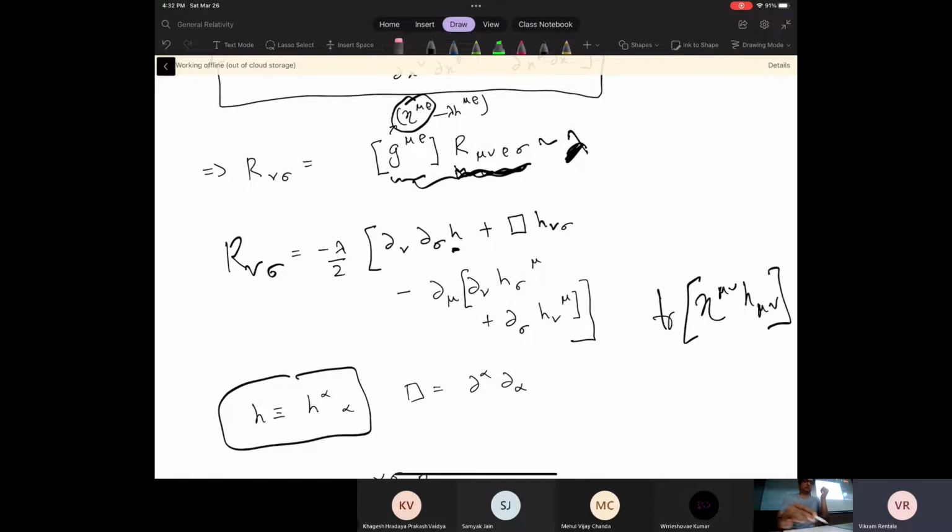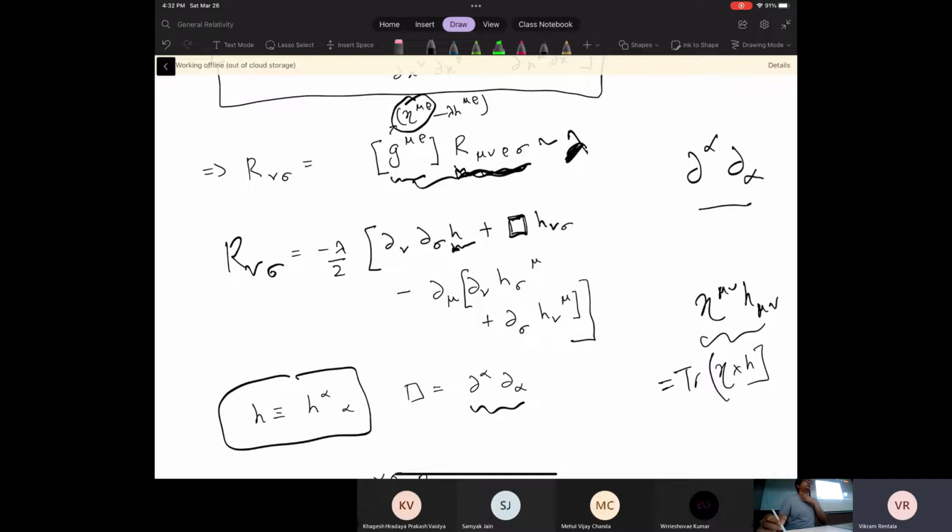Sorry, it's η times h. It's literally this, which I can regard as: take the matrix η, multiply by the matrix h, and take the trace. So this is what this h is. Then there's a box. What is this box? It's just ∂_α ∂^α, with repeated index summed. So it's just your usual wave operator that you have in Minkowski space, and this is h_{νσ}.